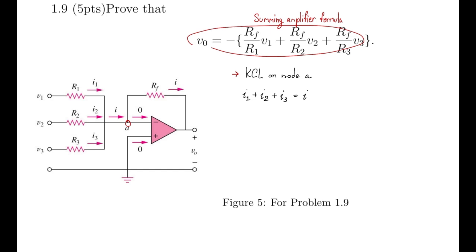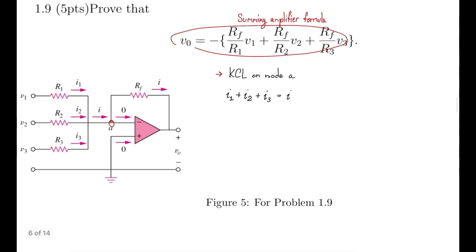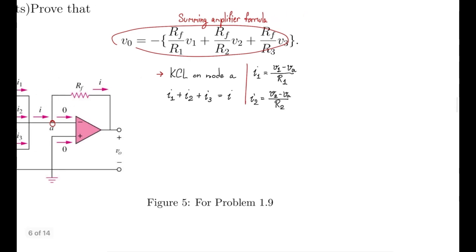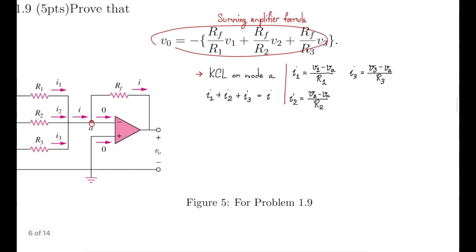This yields the formula I1 plus I2 plus I3 equals I. Then, we can expand the formula using Ohm's law as follows. I1 is equal to V1 minus VA divided by R1. The same goes for I2 and I3. And I is equal to VA minus V output divided by RF.